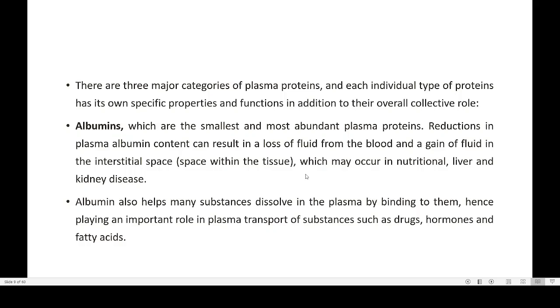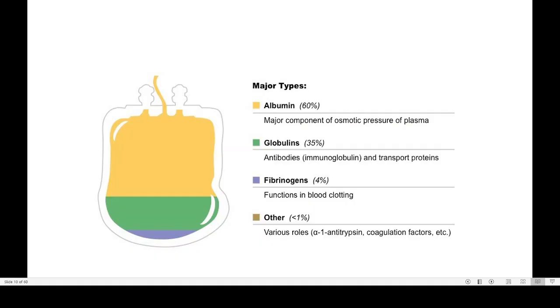So there are three different types of plasma protein. Here you can see that they are albumin, globulin, fibrinogen. Regarding the different types of plasma protein, you can see the percentage wise: albumin occupying 60%, globulin 35%, fibrinogen 4%, and other proteins only less than 1%. Going to the function of albumin, they are mainly involved in maintaining the osmotic pressure.